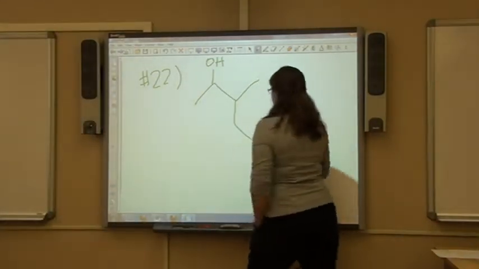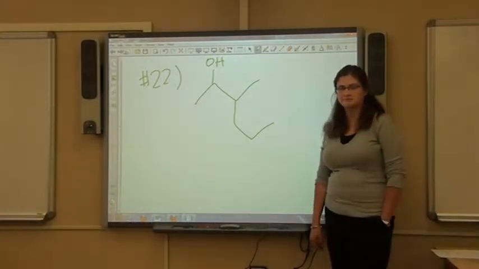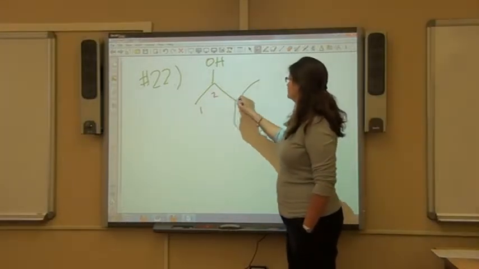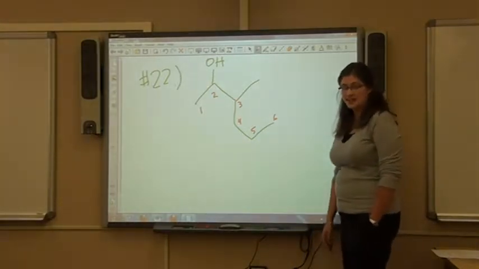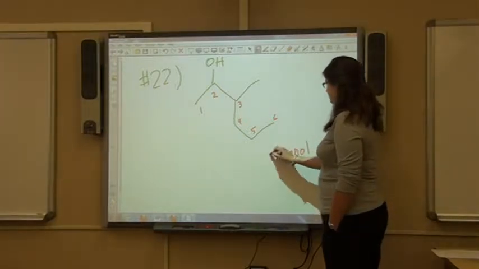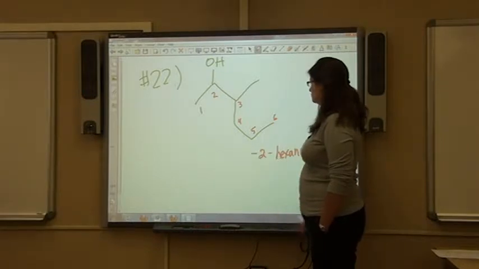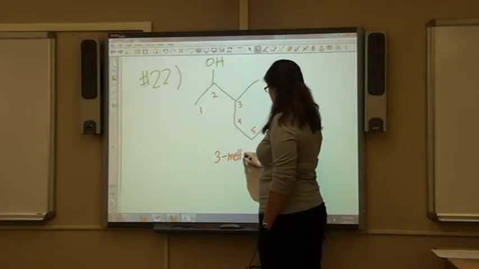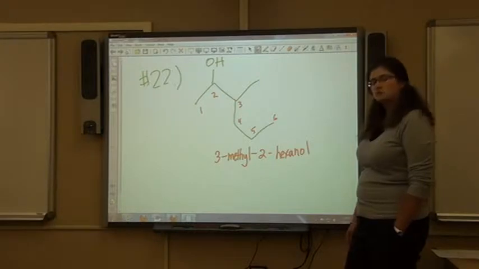Okay, here's a nice looking tricky one. Identify your longest carbon chain. This is not a butanol. This is a hexanol. And now the OH group is on the 2 carbon. And then here we have a substituent, a 3-methyl. That methyl group is on the 3 carbon. So this name is 3-methyl-2-hexanol.